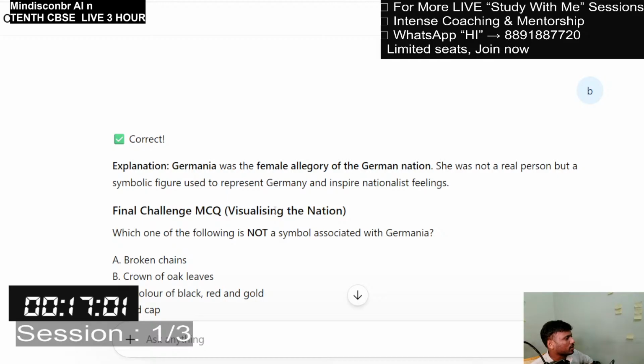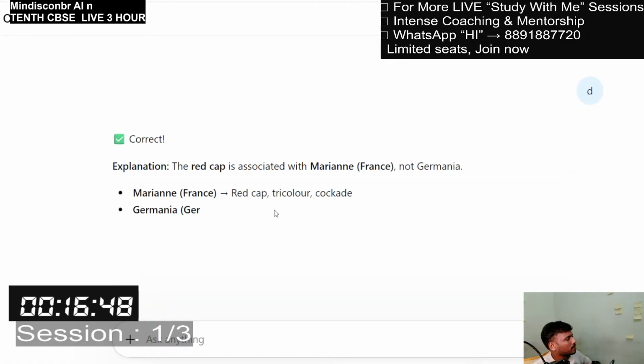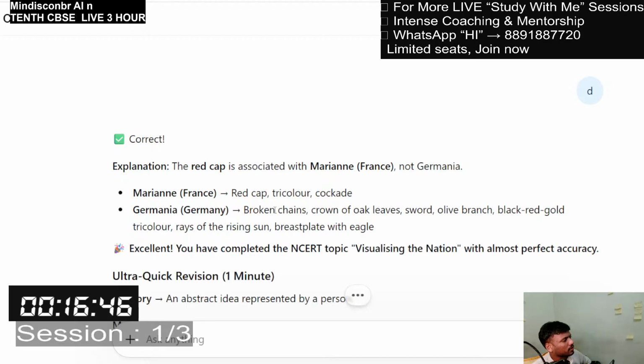Which one of the following is not a symbol associated with Germania? Broken chains, crown of oak leaves, tricolor of black, red, and gold, red cap. The red cap was for Marianne. The red cap is associated with Marianne, France, not Germania. Marianne, France: red cap, tricolor, cockade. Germania, Germany: broken chains, crown of oak leaves, sword, olive branch, black, red, gold tricolor, rays of the rising sun, breastplate with the eagle.